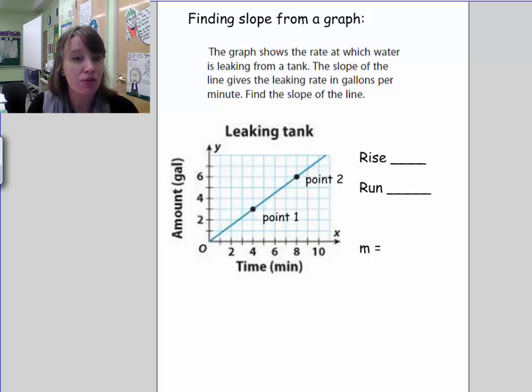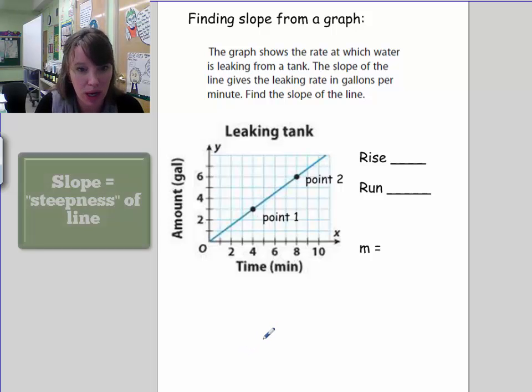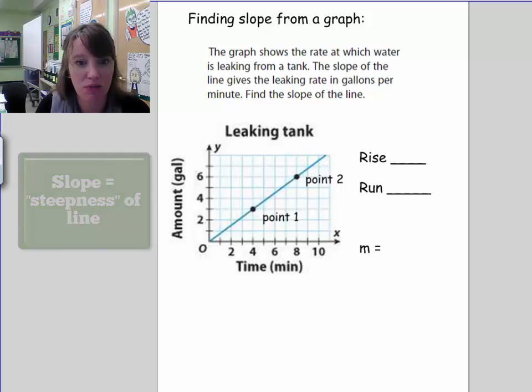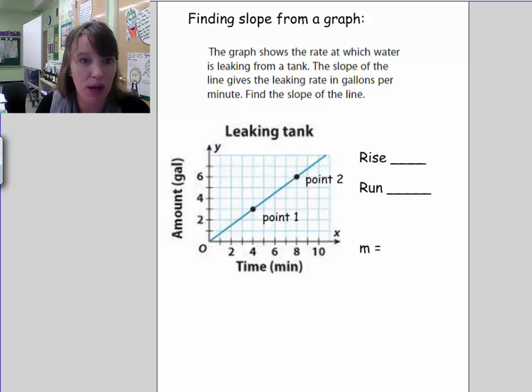Okay, so finding slope from a graph. Remember, slope is just the indication of the steepness of the line. So let's use this idea of rise and run, because on a graph it's a little bit easier to find the slope than if you're just given 2 points. The graph shows the rate at which the water is leaking from a tank. The slope of the line gives the leaking rate, so once we find the slope, it's the leaking rate in gallons per minute. Find the slope of the line.